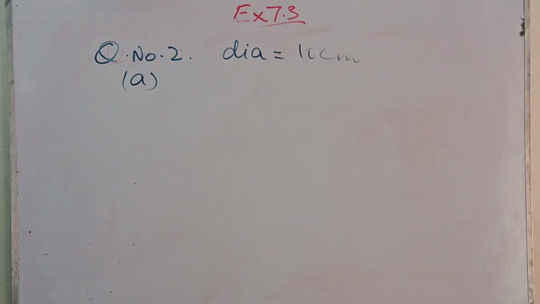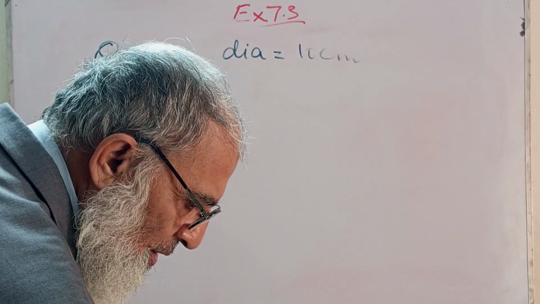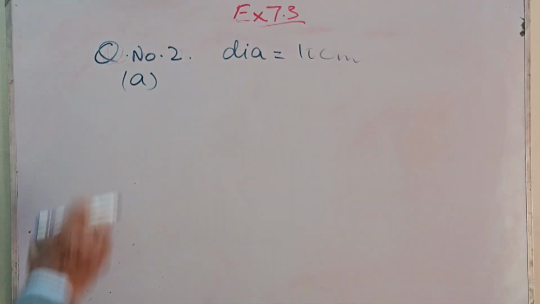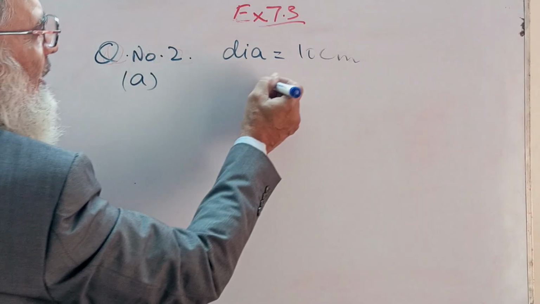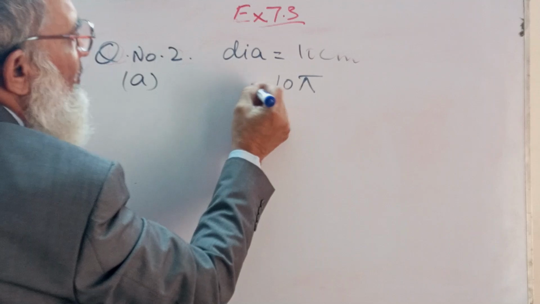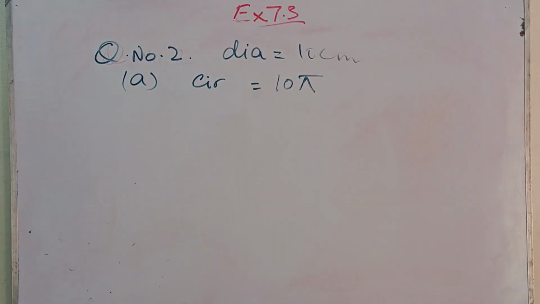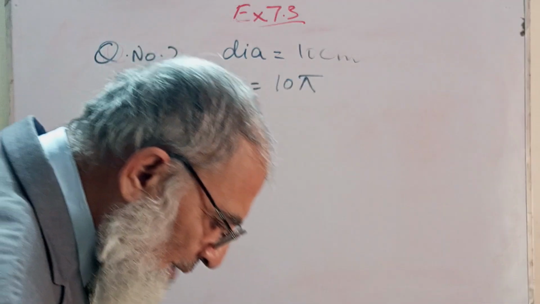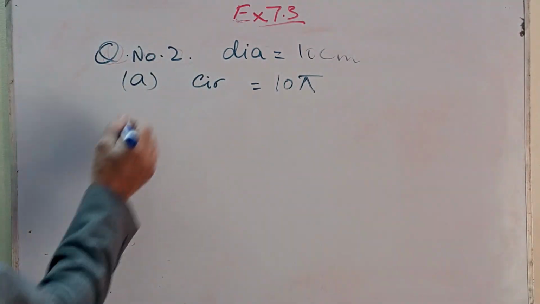So it is very easy. Don't be afraid. Calculate the circumference. Now in this A, we have to find the circumference only, not the area. So it is very easy. It will become 10 pi. Circumference will be equal to 10 pi only. This is the whole answer for this. Similarly, B.